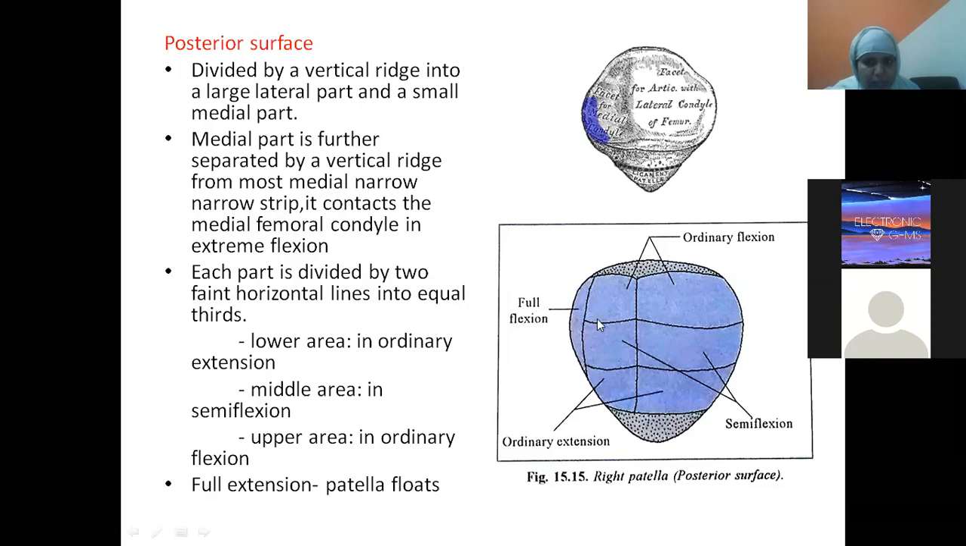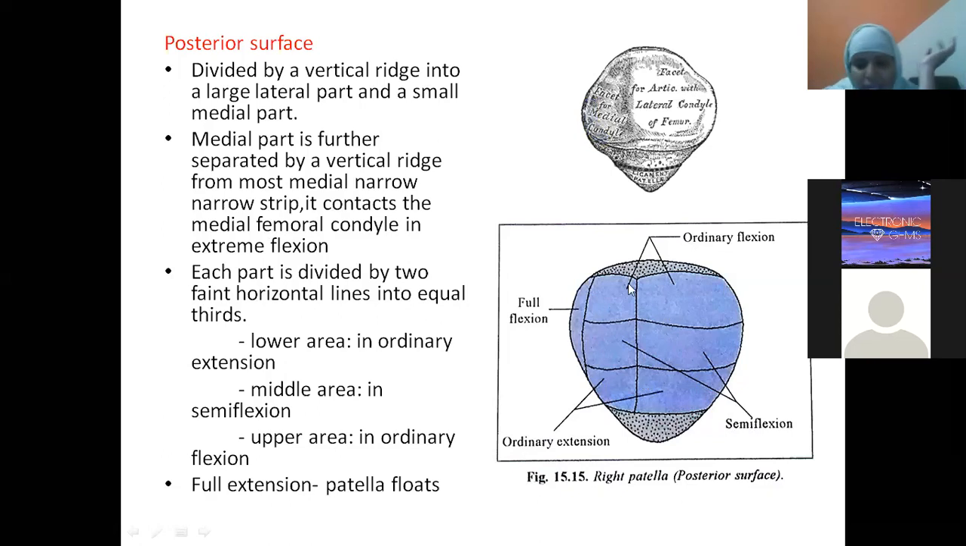Now see here, this medial part is further divided into lateral and medial. So this is the medial part. Here you have these horizontal lines which will be further divided into upper, middle and lower part. The upper part comes in contact with the lower end of the femur in ordinary flexion. The middle part comes in contact with the lower end of the femur in semi-flexion, and the lower part in ordinary extension. So these are the movements.